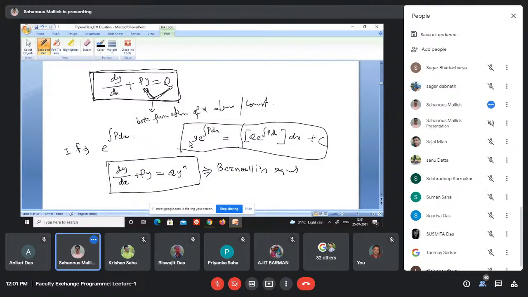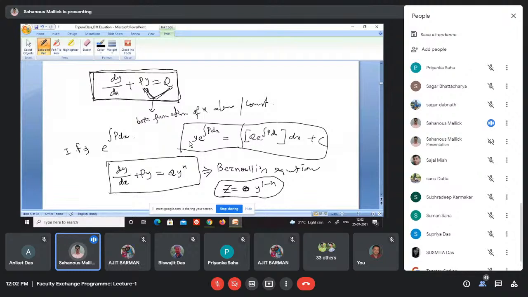Bernoulli's equation is due to the French mathematician Bernoulli. This Bernoulli's equation can be made a linear equation by the substitution z equals y to the power 1 minus n. By this substitution, we can easily find out the integrating factor of the linear equation, and then we can easily solve Bernoulli's equation.